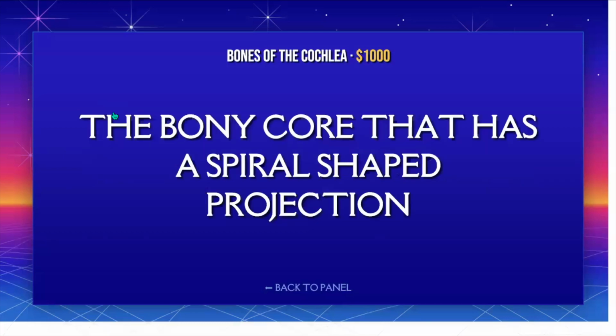And lastly, for 1000, we have a bony core that has a spiral-shaped projection. And the answer to this is, what is the modiolus? The modiolus is located in the center of the cochlea. Its lateral spiral-shaped projection is called the osseous spiral lamina, which spans the entire length of the cochlea.